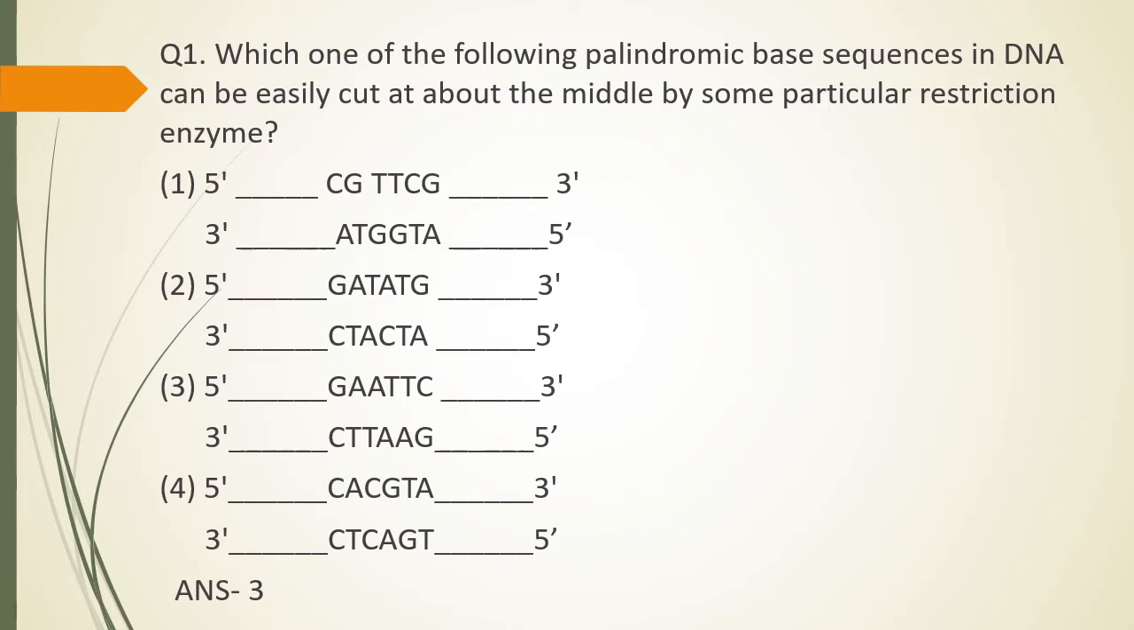That is 5 prime to 3 prime GAATTC, 3 prime to 5 prime CTTAAG. Now if you see, even in the upper strand 5 prime to 3 prime is GAATTC, and the lower strand as well 5 prime to 3 prime is GAATTC. So when you find such sequences which read same in a particular direction, like if you read from 3 prime to 5 prime as well, the sequence is same, such sequences are known as palindromic sequences.